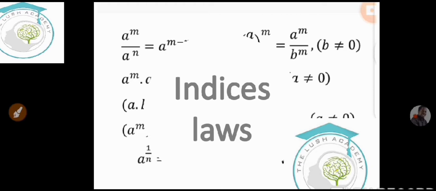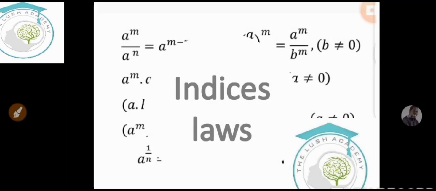Okay, now we are going straight into the video we've made for you today. It is indices laws. Indices is a term in mathematics that means powers, the powers a number is raised to. So it's plural for index, index number.